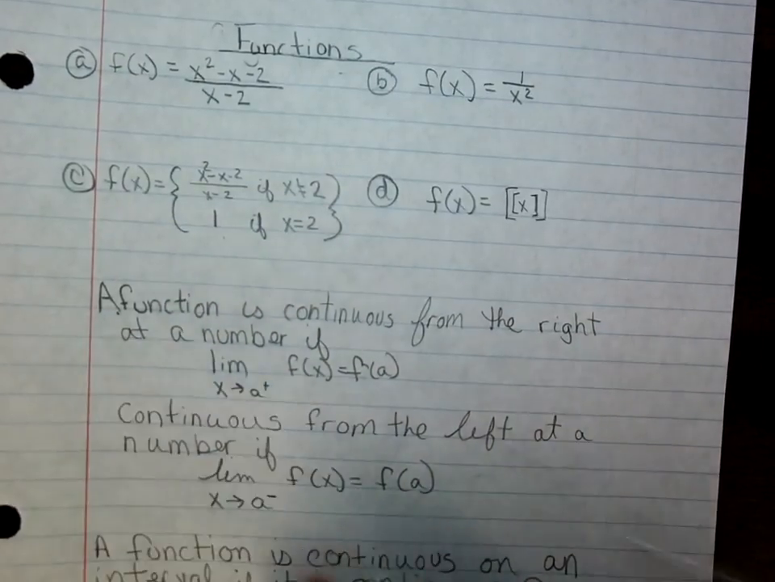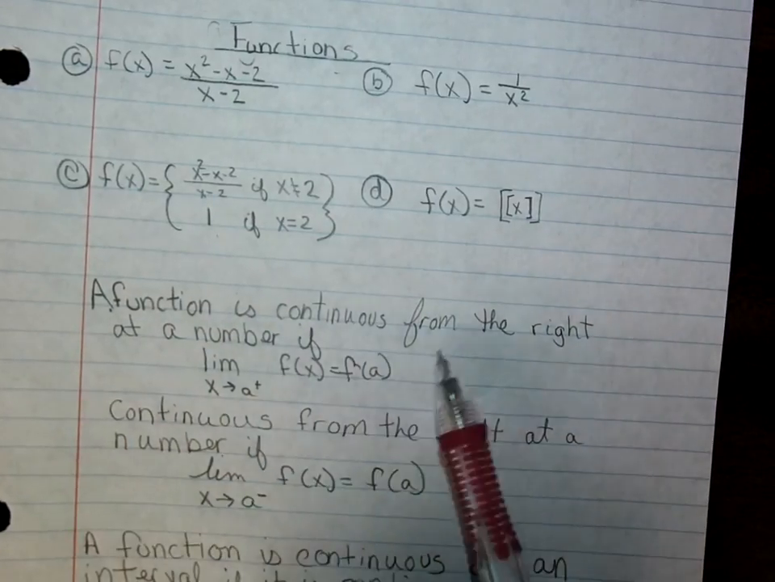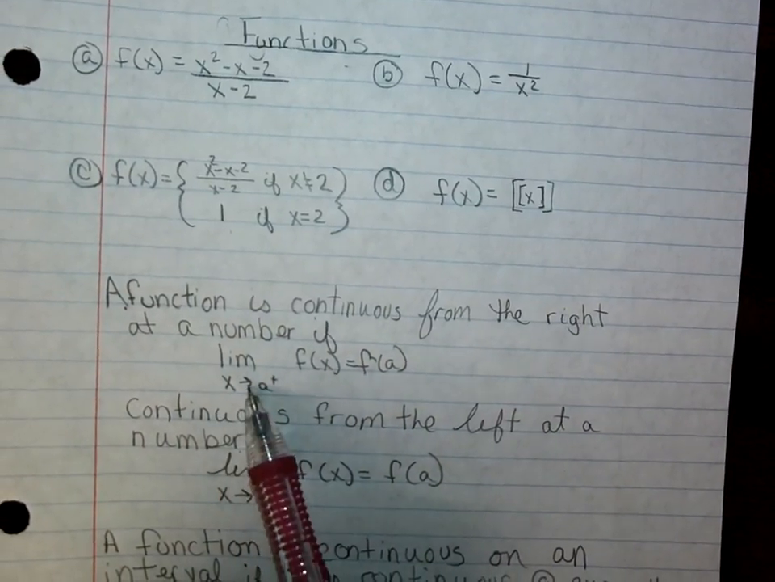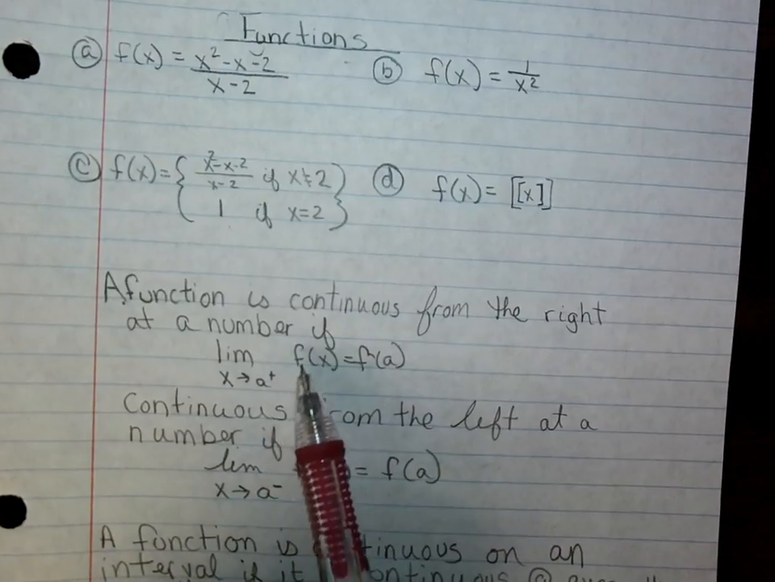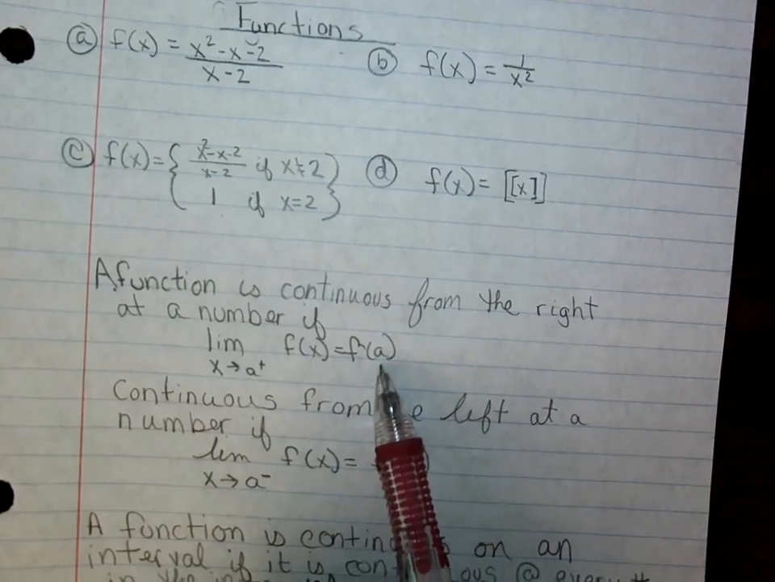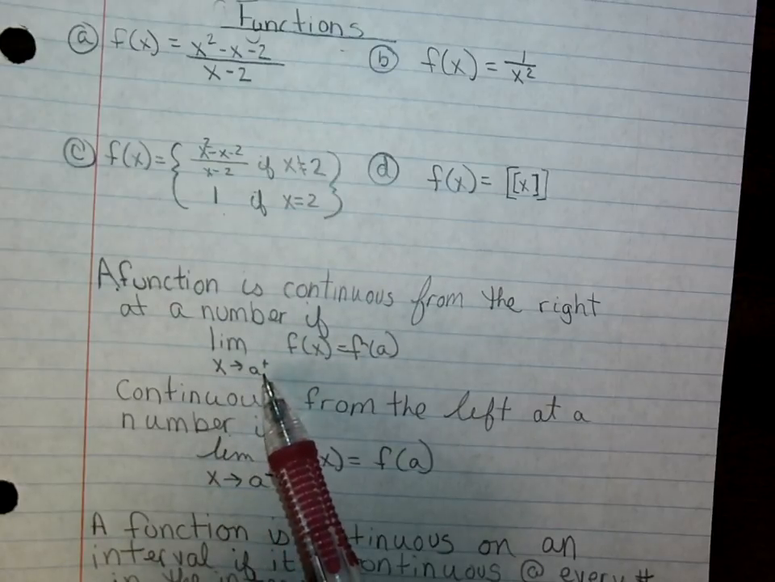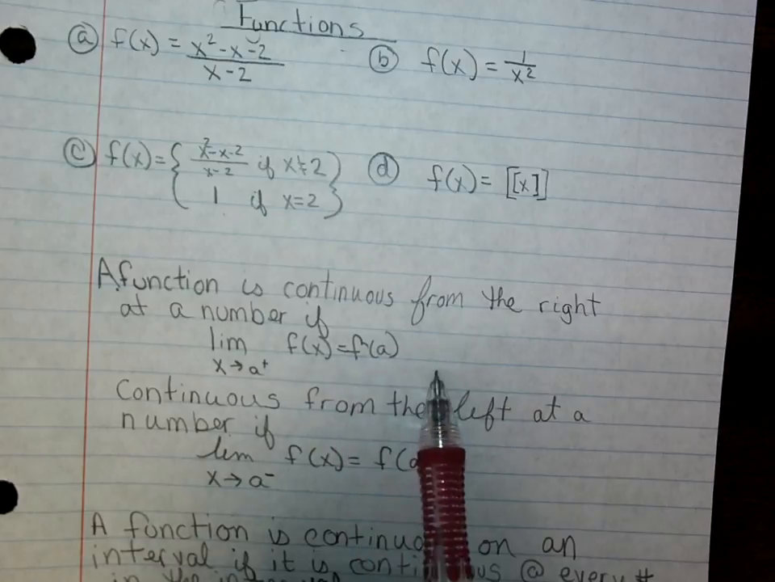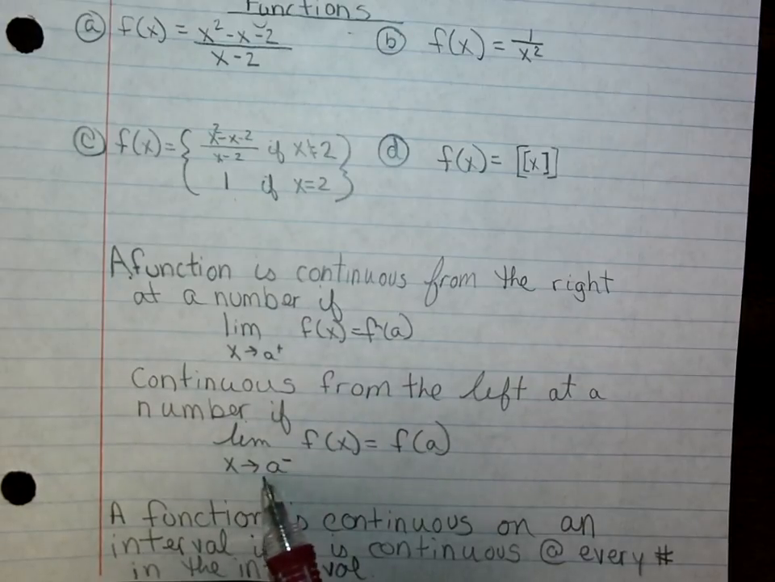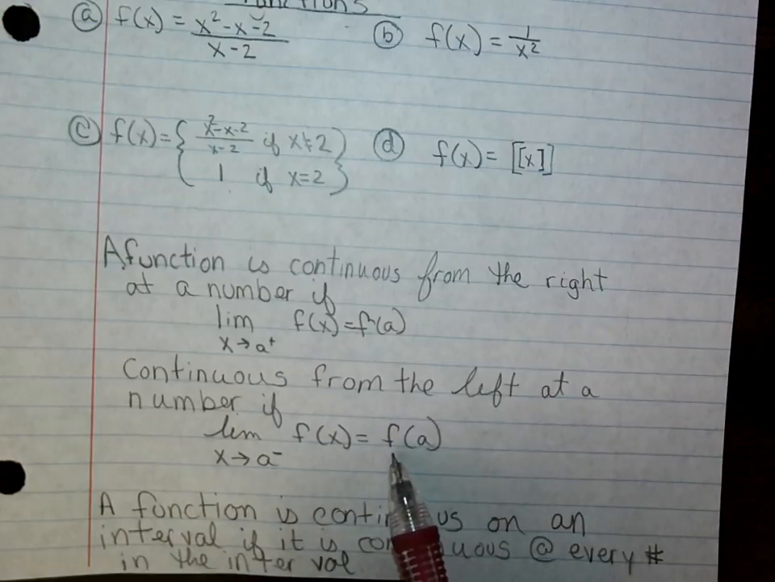We could also talk about a function being continuous from the left or the right. A function is continuous from the right at a number a if the limit as x approaches a from the positive side of f of x equals f of a. And it's continuous from the left at a number a if the limit as x approaches a from the negative side of f of x is f of a.